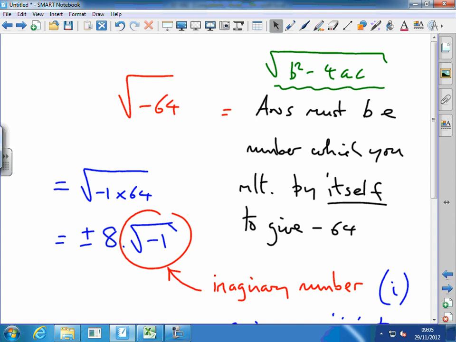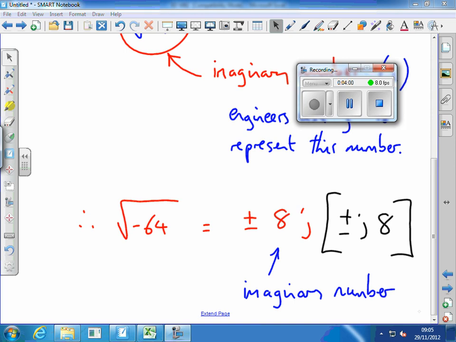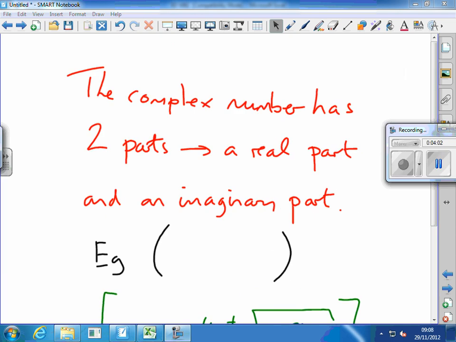So let's pause there. So the complex number has got two parts to it, and as we'll see, that's what makes it useful to engineers. It's got a real part and an imaginary part.